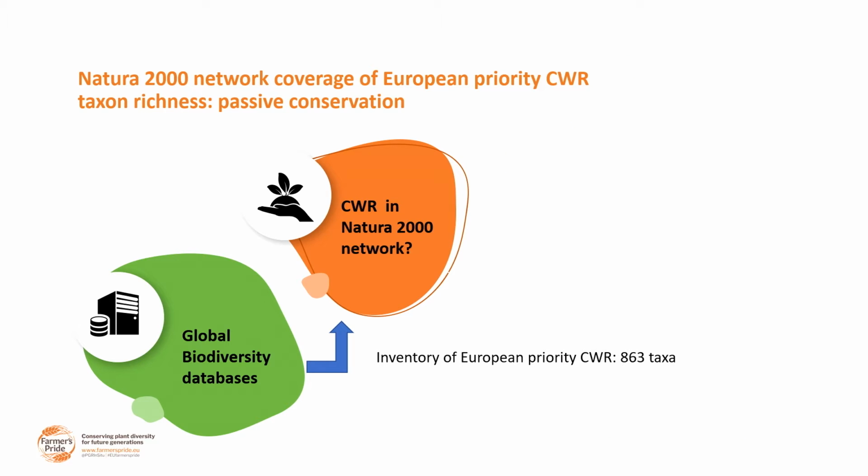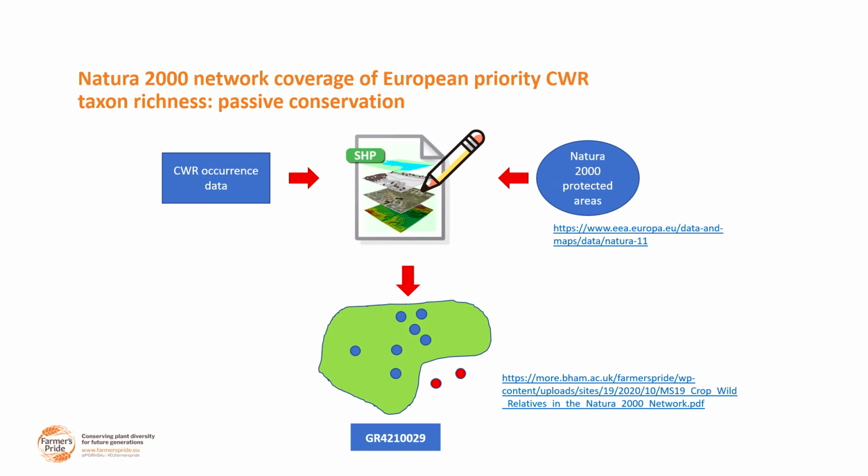One of the goals we set in the Farmers' Pride project was to assess the coverage of European priority crop wild relative populations by Natura 2000. For this purpose, we downloaded occurrence data of populations of the 863 taxa that conform the inventory of European priority crop wild relatives. We put all this data in a GIS environment and overlapped the occurrences with the polygons of the sites of Natura 2000 to extract the European priority crop wild relative populations that occur within these sites.